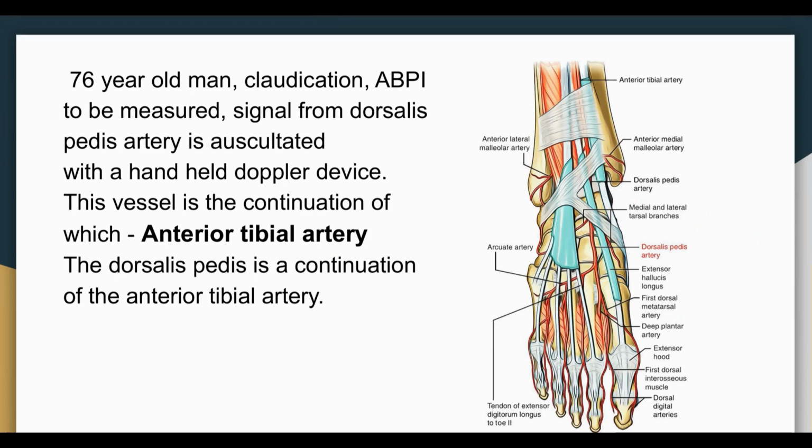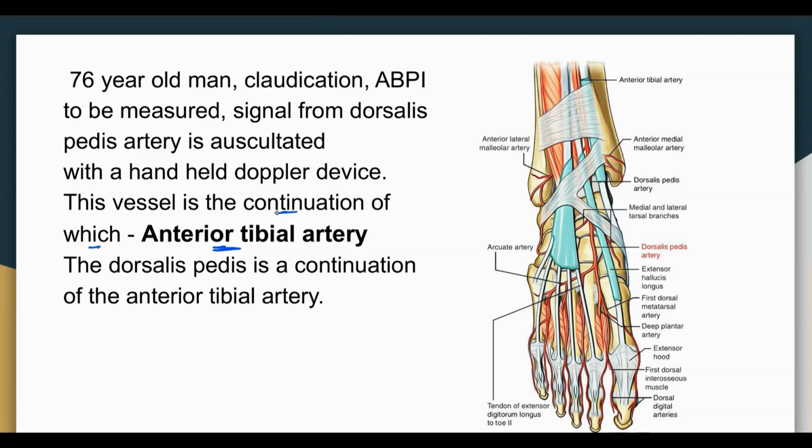So a 76-year-old man presents with claudication and the ABPI is supposed to be measured for this patient. Now the signal from the dorsalis pedis artery is auscultated with a hand Doppler device. So this vessel is a continuation of which vessel? So we know that the dorsalis pedis artery is a continuation of the anterior tibial artery.